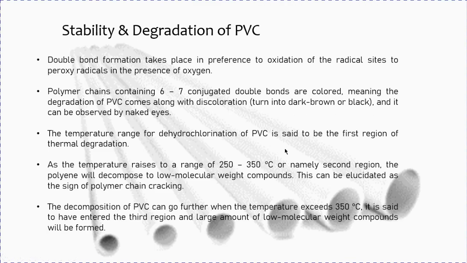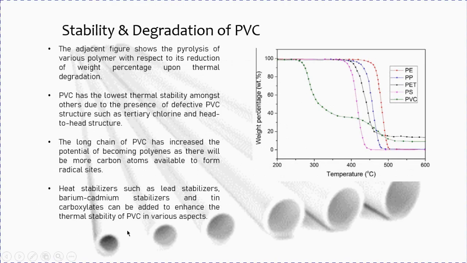As the temperature rises to a range of 250 to 350 degrees Celsius, the polyene will decompose to a lower molecular weight compound. This can be described as a sign of polymer chain cracking. The decomposition of PVC can go further when the temperature exceeds 350 degrees Celsius. It is said to have entered the third region, and a large amount of low molecular weight compound will be formed. The figure shows the pyrolysis of various polymers with respect to their reduction of weight percentage upon thermal degradation.